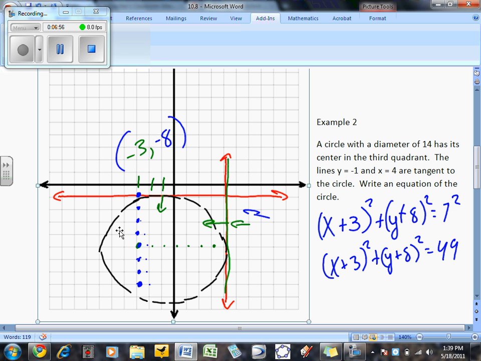That would be the equation for that circle. If you're confused, this is actually an example in your book. You can go back and look at how the book did it, but it's pretty simple. We know it has to be 7 away from both this line and that line, and where that meets up, we've got the center of our circle. Okay?